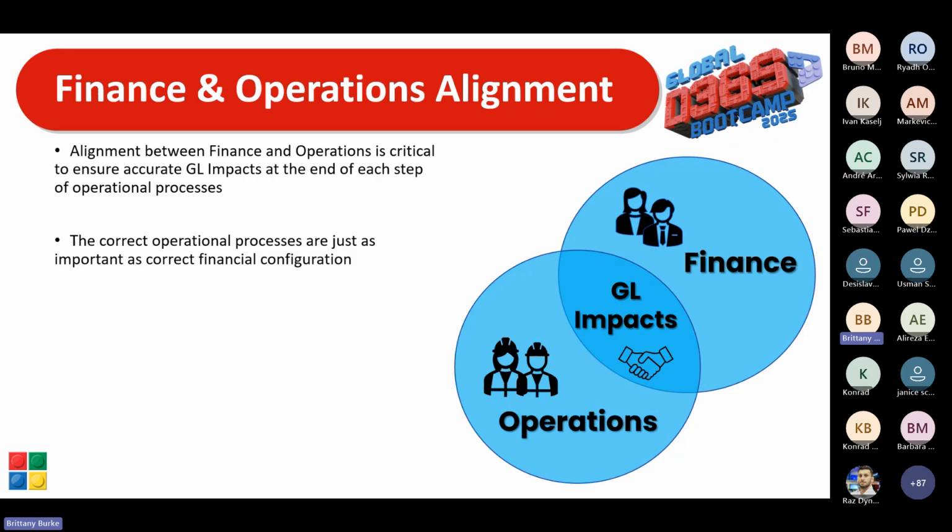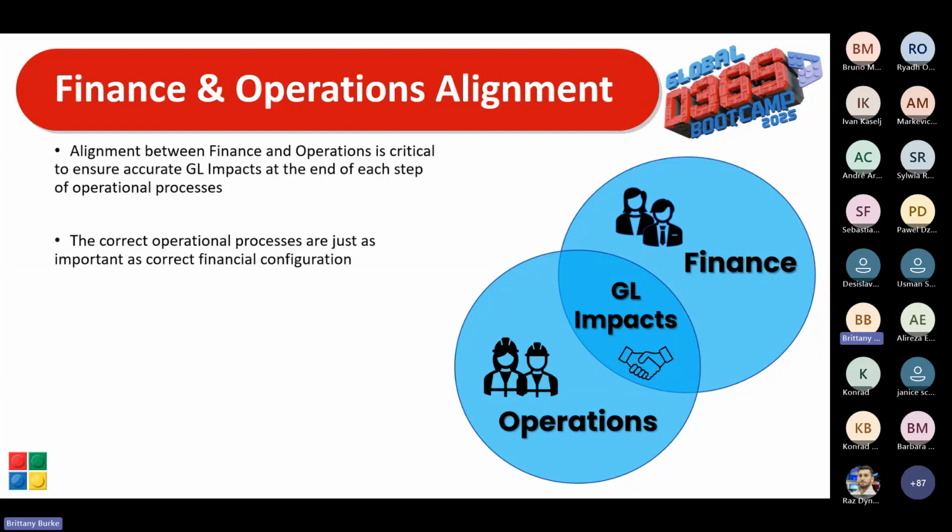Also, having the correct operational processes is just as important as the correct financial configuration. You're like, Brittany, what do you mean? If you're doing a production order and you don't finish your production orders at the end of each month and things sit in WIP or work in progress, if you're not having WIP hit the correct account, it may skew your financial reporting and not make any sense to anyone. I've seen that a lot of times.